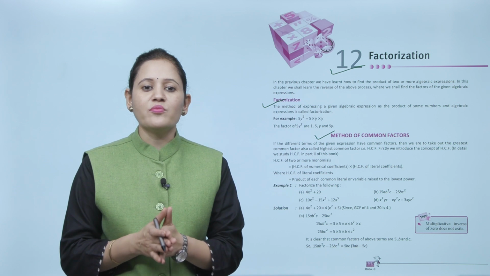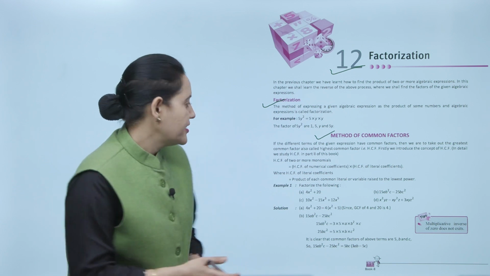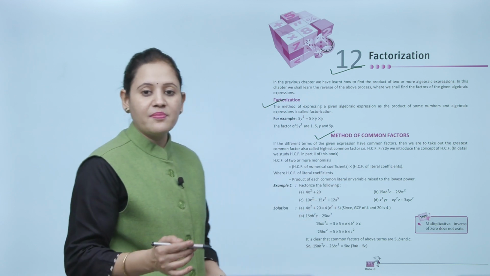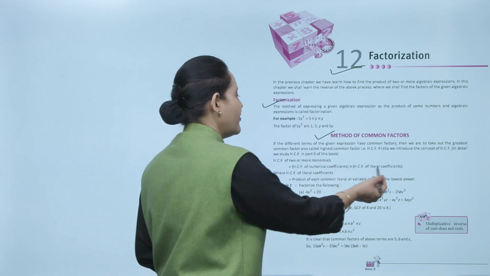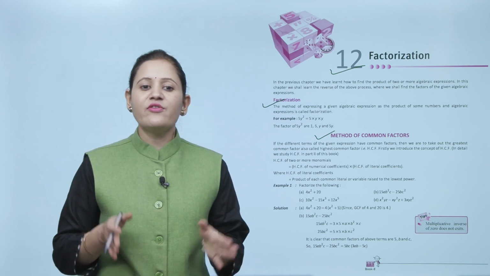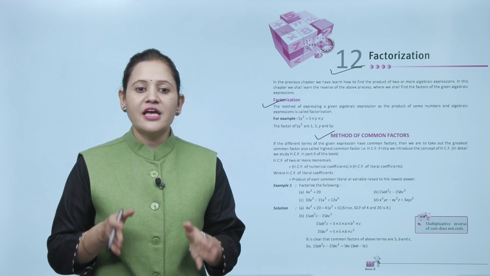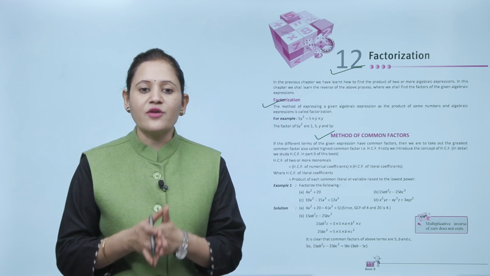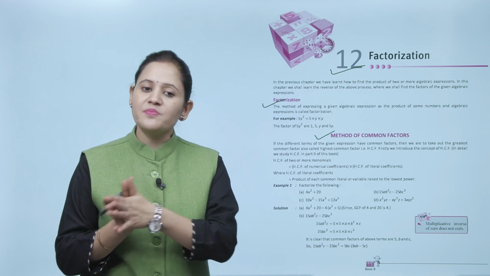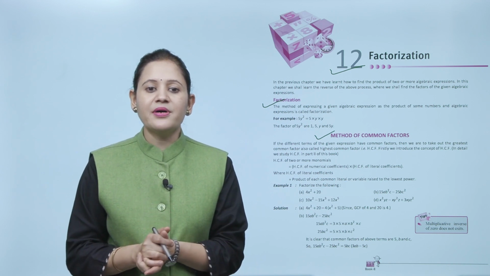HCF of two or more monomials is equal to HCF of numerical coefficient multiplied by HCF of literal coefficient. Clear? Where HCF of literal coefficient is equal to the product of each common literal and variable raised to the lowest power. Now, I will take an example.